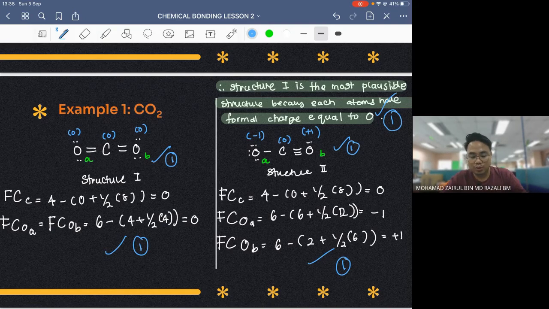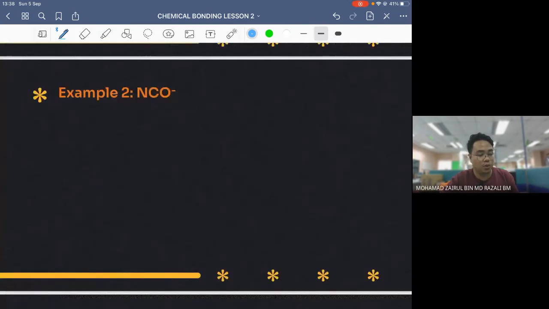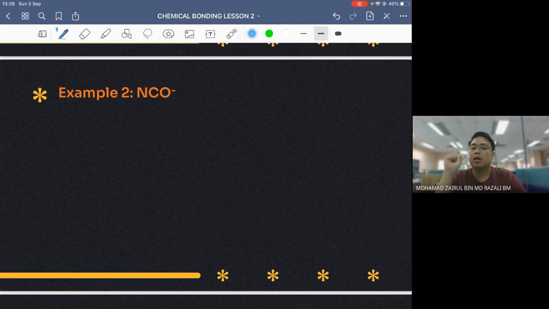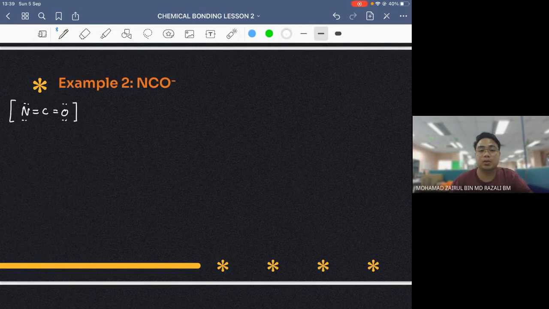Okay, for example 2, we have NCO minus. So if you draw the Lewis structure of NCO minus, you're going to have 3 possible Lewis structures, dan kesemua tiga-tiga tu semua dia adalah octet. So kita lukis structure 1: we have N double bond C double bond O. Remember the ion ni mesti ada negatif, mesti dalam bentuk square bracket, dan juga mesti ada dia punya charge. So this is structure 1.